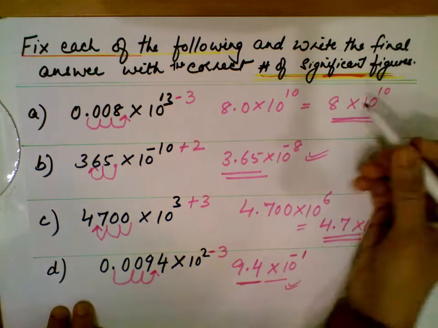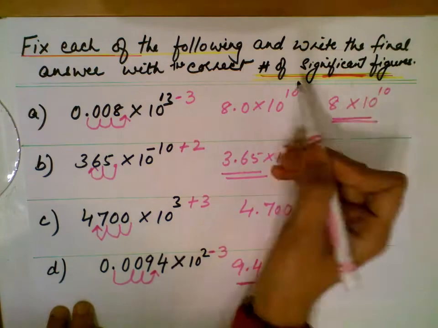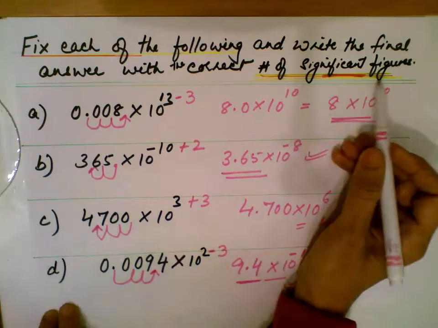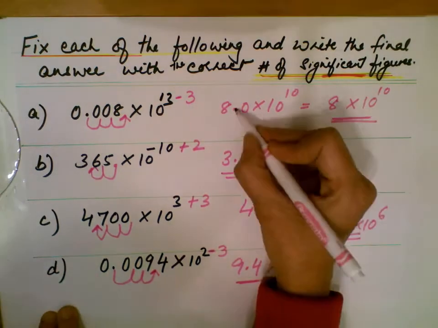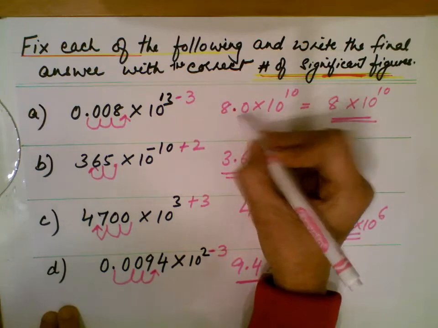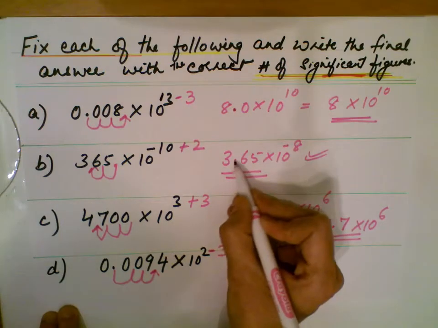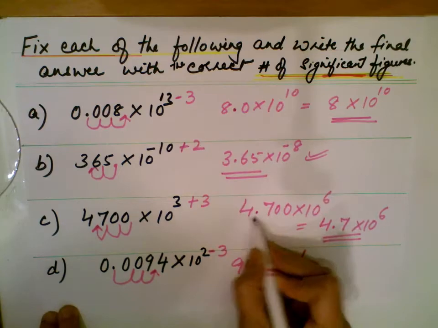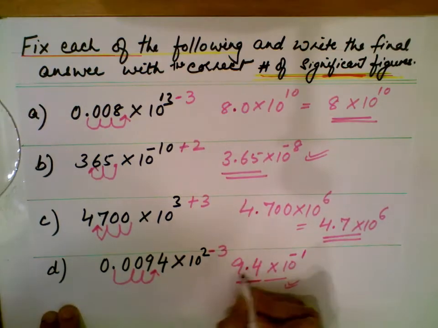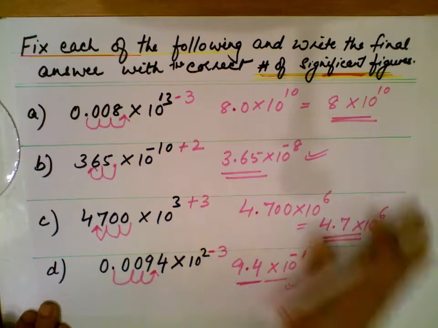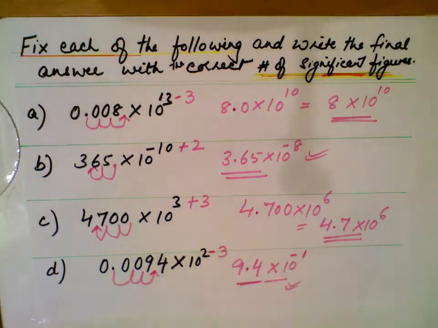Alright. So now we fixed it, and we have written them in the correct scientific notation. So to this side, only 1 digit, this is correct. Only 1 digit to the left of the decimal. So this is all correct, and we wrote it in the correct significant figures.